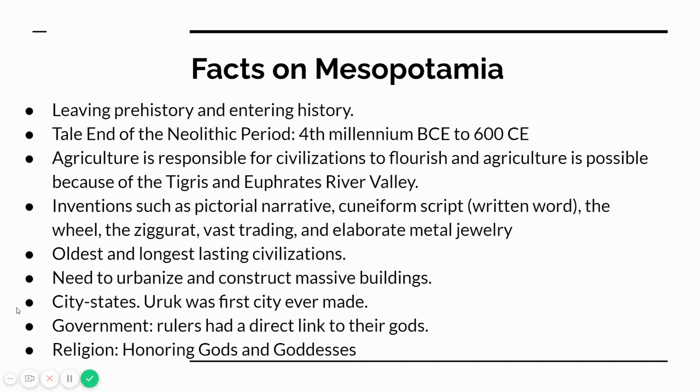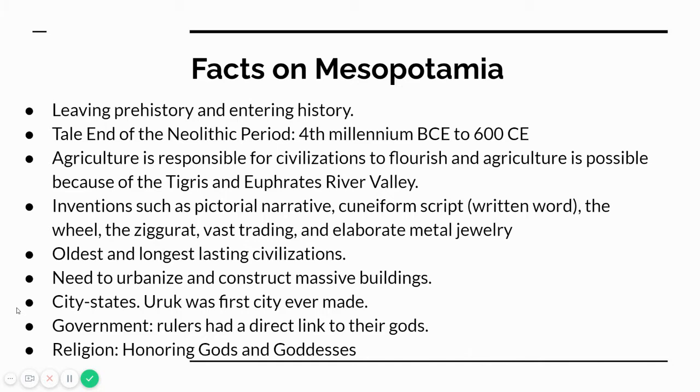You're going to see some really cool inventions during this ancient time period, such as a pictorial narrative. Cuneiform script, which is the first form of written word. Very important inventions such as the wheel, the ziggurat, which is a form of architecture that we'll be studying. Vast trading has really taken off, with people from all over the area equally participating in trade. And you'll also see the enhancement of very elaborate jewelry made from metals and precious stones.